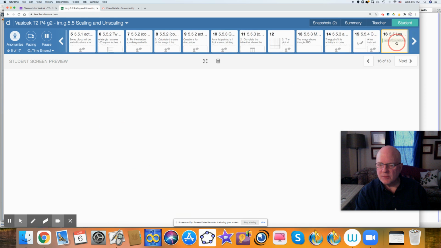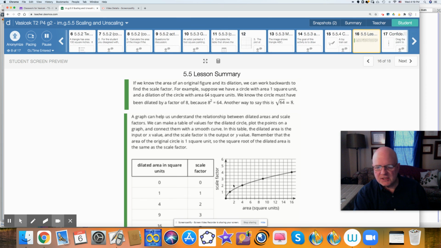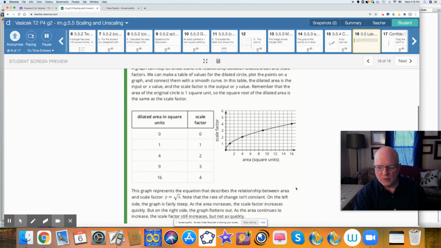And there's a lesson summary here posted. Notice this is the square root curve. You might be used to the square curve. X squared is a parabola. This is y is equal to the square root of x. So the square root of 4 is 2. The square root of 9 is 3. The square root of 16 is 4, and so forth. This is what the square root curve looks like.